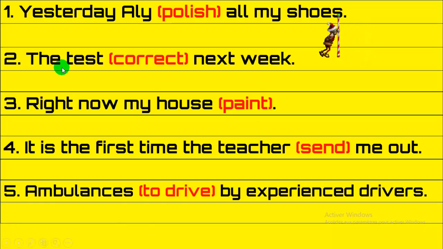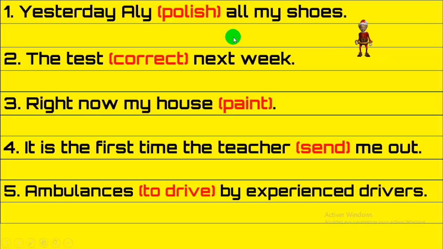So here you have sentences. In the sentences, you have to put the verb in the right tense, in the right voice. Is it active or passive? Yesterday, Ali polished all my shoes. Hier, Ali a ciré toutes mes chaussures. Ali, c'est lui qui cire les chaussures ou bien c'est Ali qui est ciré? Bien sûr que c'est Ali qui cire les chaussures. Donc, on est à la voix active parce que le sujet Ali fait l'action.